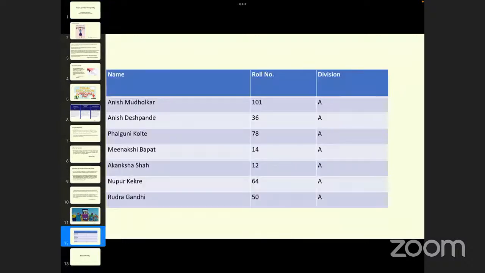Anish, would you go to the next slide? Yes, ma'am. So these are our group members who have contributed towards the PPT. Anish and I have contributed towards making the presentation today, and others have created the posters and the PPT. So over to you again, Anish.